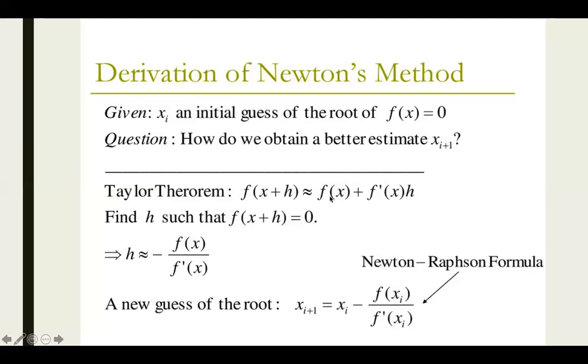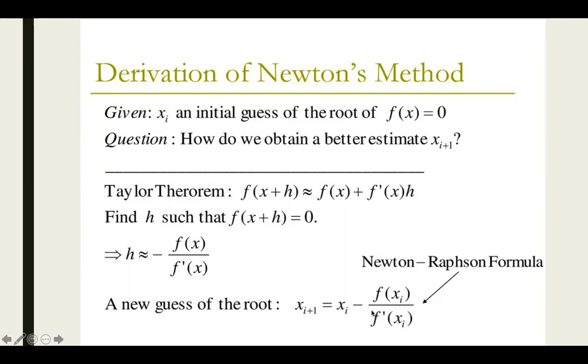So putting this value 0 here, we will get h is equal to... if you put 0 and take f of x on this side, that will be minus f of x, and again we will divide by f dash of x, so we will get h is equal to minus f of x upon f dash of x. Okay, right?